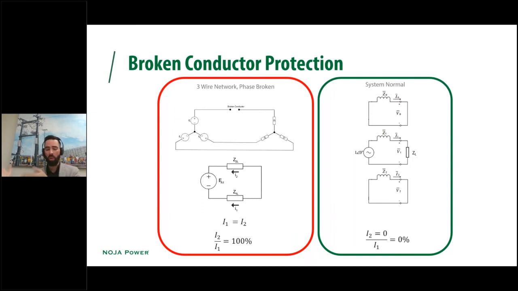And you'll see in the system normal, there really shouldn't be any negative phase sequence in theory. Okay, there might be some in practice, but you can see that we've got a really clear differentiation between the broken conductor scenario and the system normal scenario. So theoretically, you can operate on that quantity.